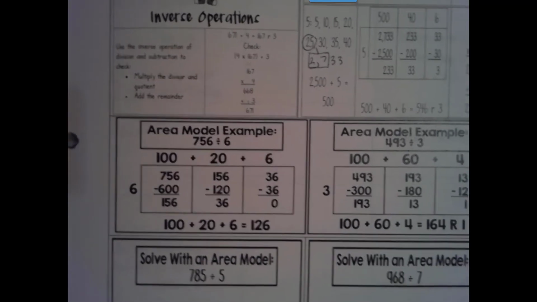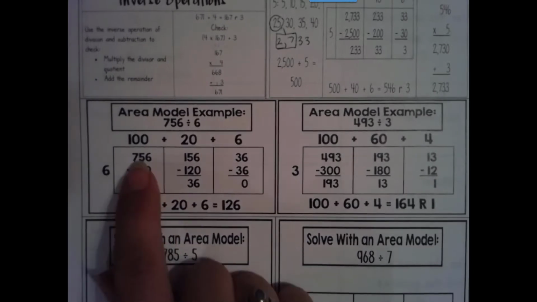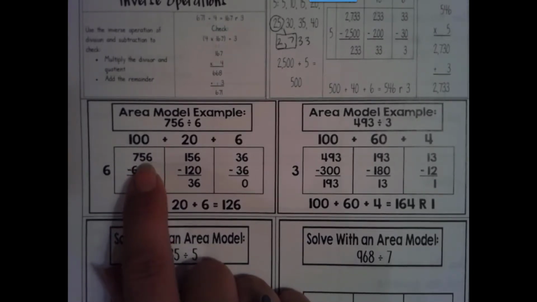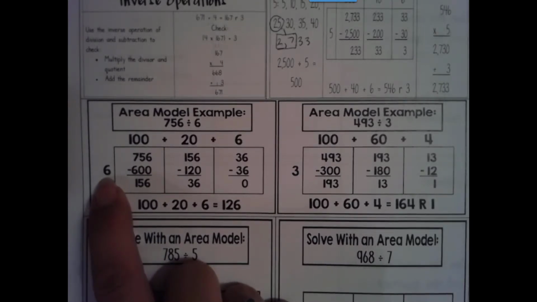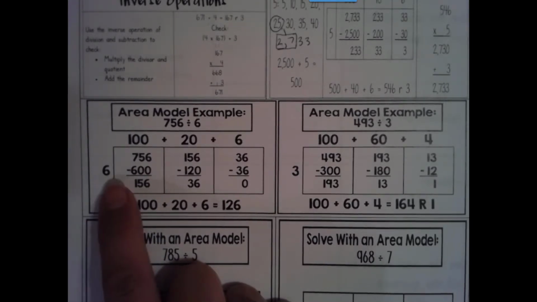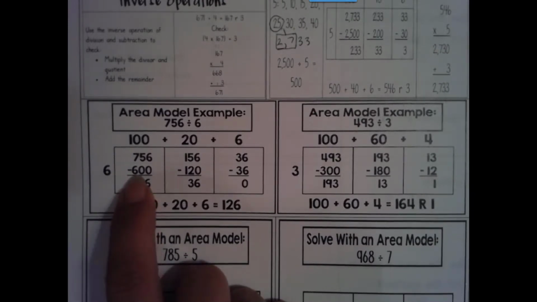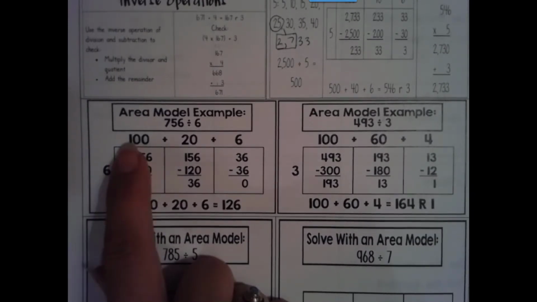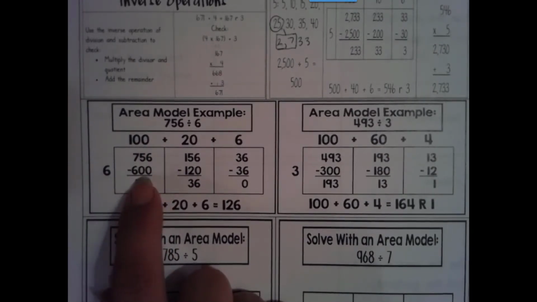Okay, we have a couple more examples of what we're doing here. So here, if I'm dividing 756 into groups of 6, well, first I'm going to try to get the largest group I can. If I can multiply by a 10 or 100, I'm going to try that first. So 100 times 6 is 600. If I went for 200 or anything more, it would be too big. This is a large group I can take out, but not larger than my dividend.